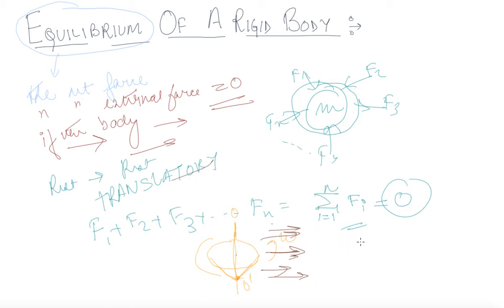Similarly, if a rod is moving but it's not rotating, then we can say it has a translatory motion, but its rotatory motion is not there. So it's in rotatory equilibrium because no net torque is being applied. So this is what we can understand.